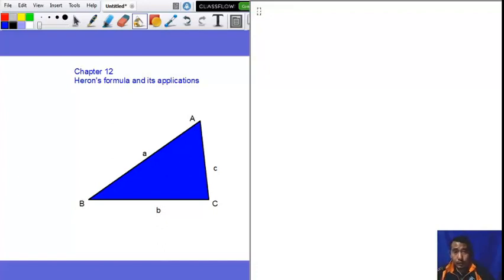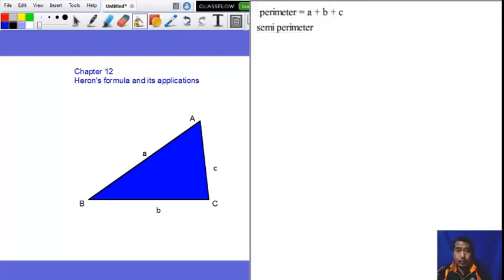So according to Heron's formula, it says something like this. To find the area of this triangle, first what we'll do is find the perimeter. To find the perimeter, we'll add the three sides. So this will be A plus B plus C. So first find the perimeter: A plus B plus C.